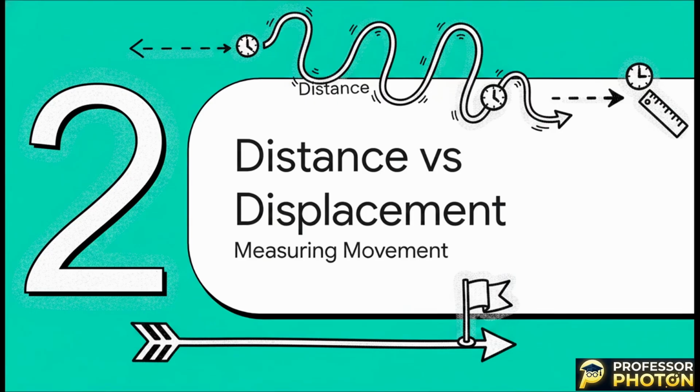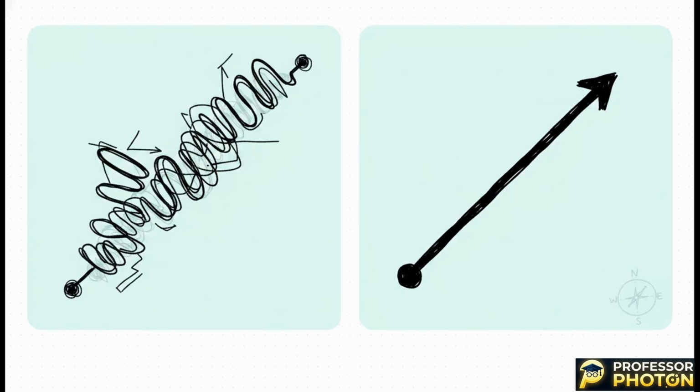So now that we know we're moving, we need to figure out exactly how far we've gone. Section 2, distance versus displacement. Right off the bat, there's a massive difference between what we call a scalar quantity and a vector quantity. A scalar, like distance, is just an amount. It just asks, how much ground did you cover? A vector, like displacement, is a bit smarter. It cares about the amount, sure, but it also demands a specific direction. Displacement essentially asks, how far are you from where you started and in what direction?